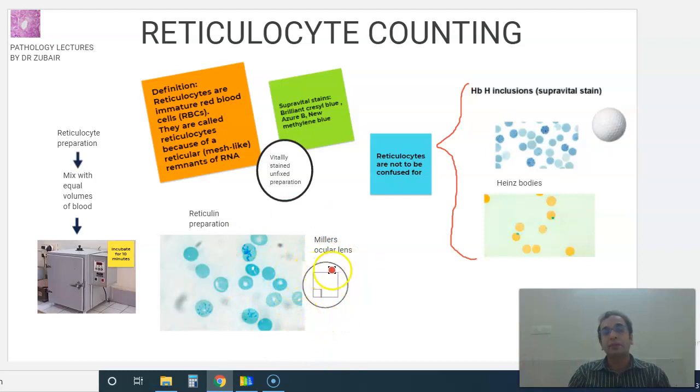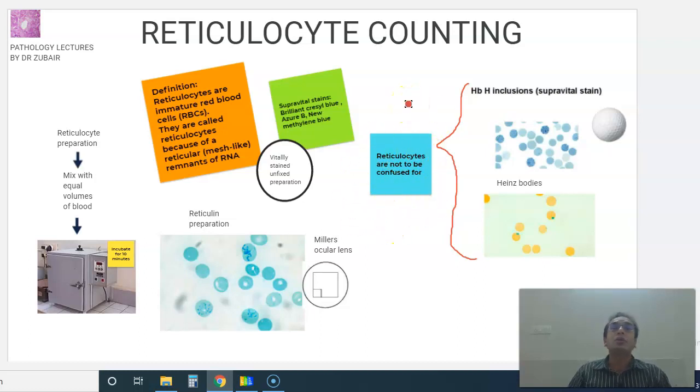The other way is to use a Miller's ocular lens. This is the Miller's ocular lens here, you can see. It is like an insertion. In the eyepiece, you insert this paper, and 1/9 of the dimension of the field is covered in the small box. So you count the number of RBCs in the small box, but you count the reticulocytes in the entire field. So if 1/9 of the square contains, let's say, 10 RBCs, my entire field contains 90 RBCs. That's how you calculate.